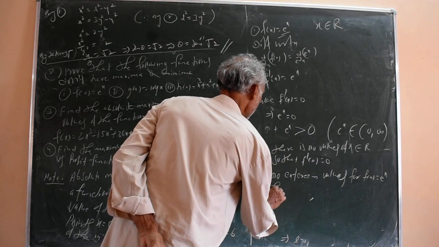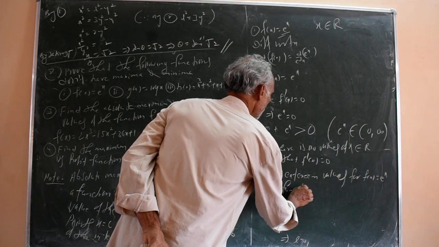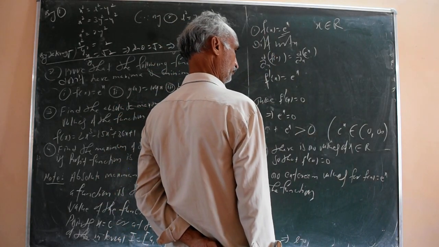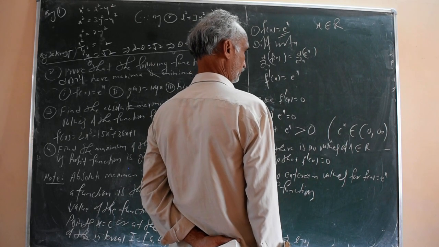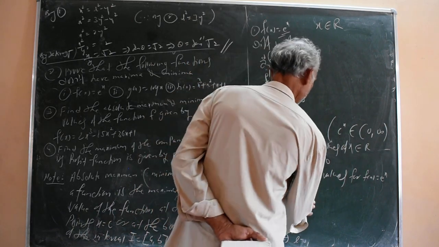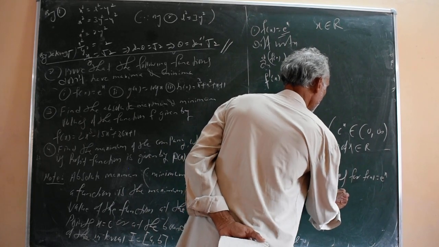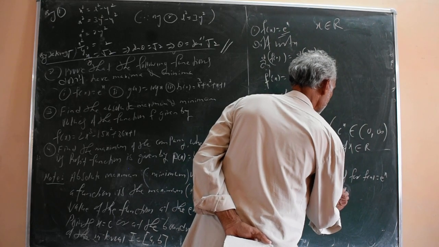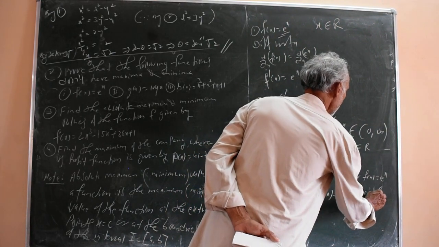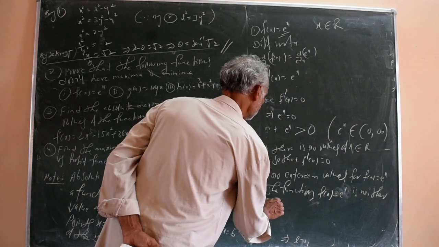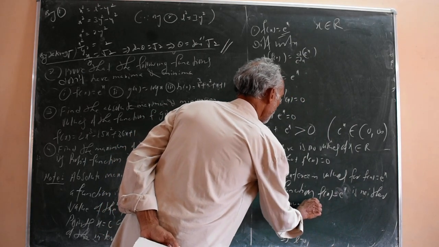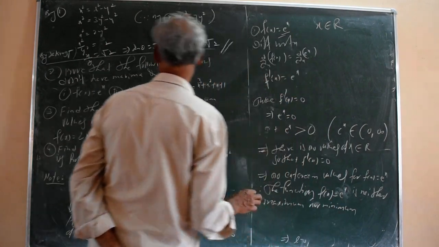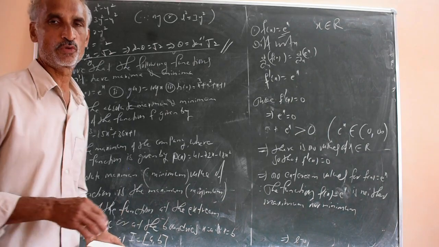Therefore the function f of x is equal to e raised to x is neither maximum nor minimum. Neither maximum nor minimum. The second one is g of x is equal to log x.